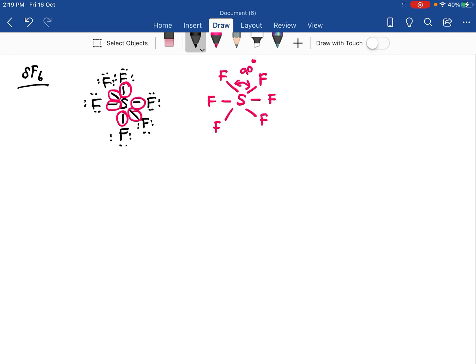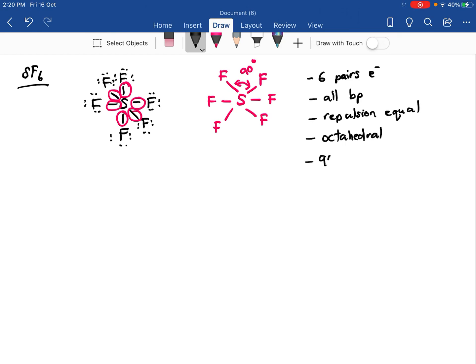Again, we start with the number of electron pairs around the central atom, which is 6 pairs of electrons. And all of them are bonding pair electrons. So the repulsion is equal. Therefore, it will take the shape of octahedral, which makes 90 degrees between each other.